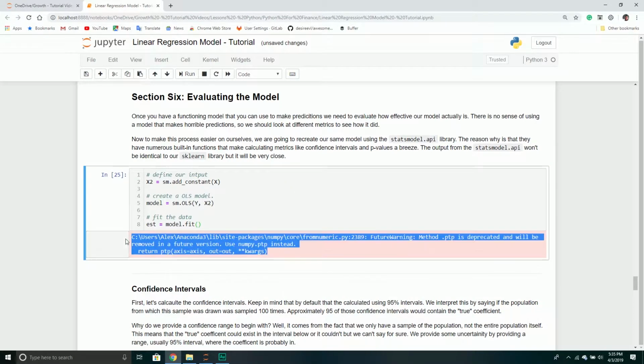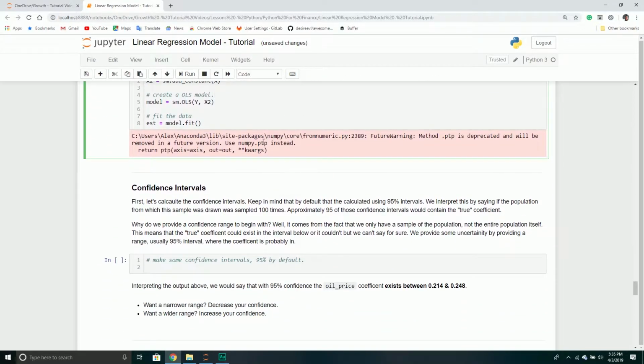This error comes up. I think it's just because of the version of NumPy that I'm on. On my work computer, it doesn't have that problem. So just disregard that. It's fine for this point.